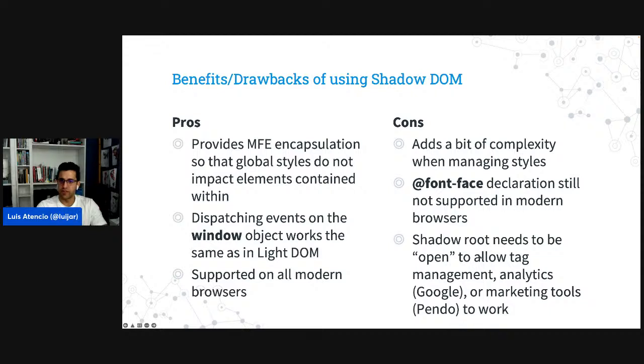Shadow root needs to be open to allow tag management. So this is like Google Analytics, for example, or things like Pendo. These are marketing tools that tend to work at a global level, right? Those need to be able to support the Shadow APIs, so that you can plug them into the different micro front ends and not have this be loaded globally.